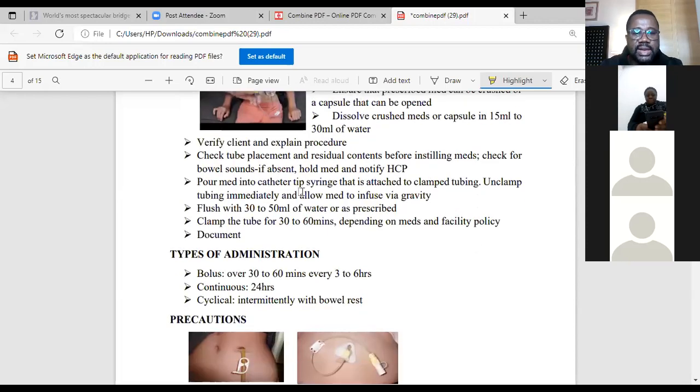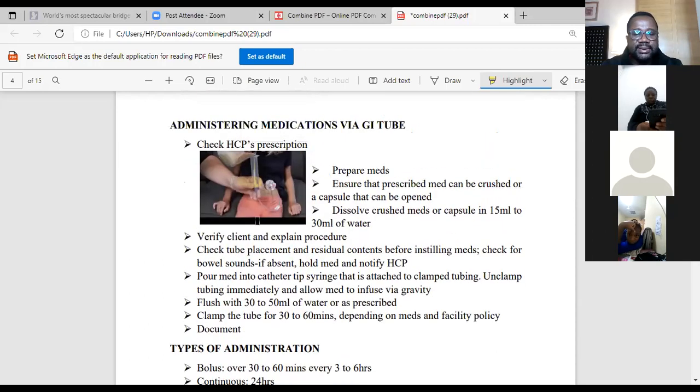You have to check bowel sounds. If the bowel sounds are absent, please don't administer the medication. Notify the healthcare professional. Use the stethoscope to check the bowel sounds. Then when the bowel sounds are present, you can pour the medication into the catheter tip syringe, like I explained before. There is a clamp. You have to clamp, you pour it, then you unclamp and allow it to go by gravity.